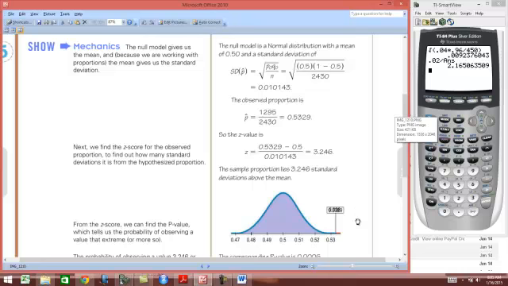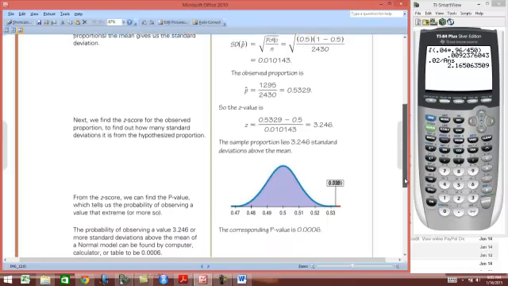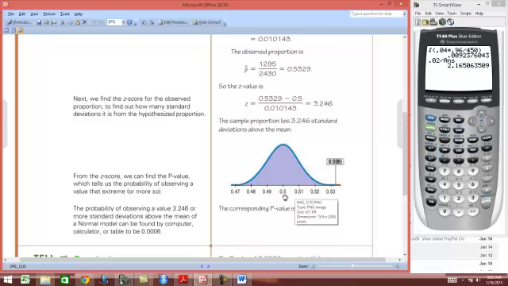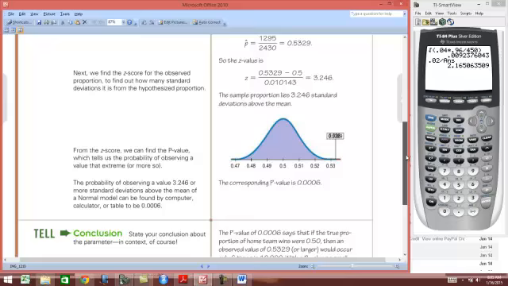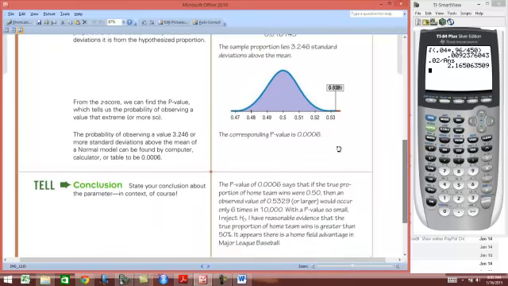Okay, so now we have our observed p hat, and we have p. Here's p in the middle, and p hat is 0.5329, which is over here. Anyway, you can see it's out in the tail. So 0.5329 minus 0.5 divided by 0.010143 is going to be a z-score of 3.246. You can tell right away that this is going to be significant. And the p-value that goes with this is 0.0006.